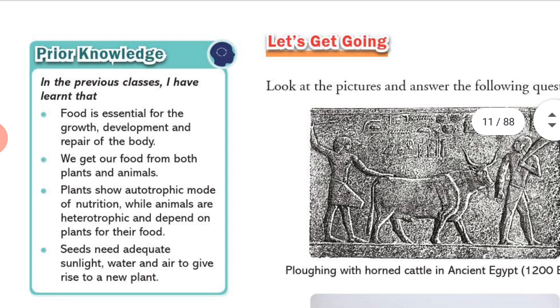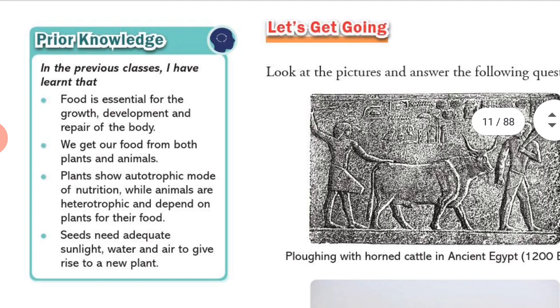We all know the food is essential for the growth and development and also for repair of the body. We get food from both plants and animals. Plants show autotrophic mode of nutrition while animals show heterotrophic mode of nutrition. This we studied in class 7th also, in the very first and second chapter.